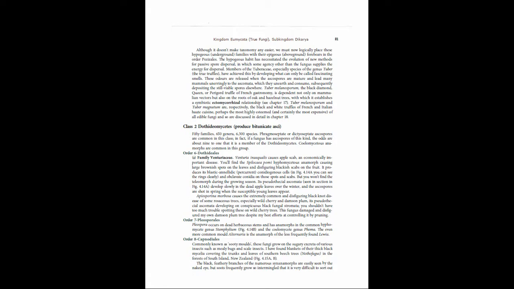Order 8 Capnodiales, commonly known as sooty molds. These fungi grow on the sugary excreta of various insects such as mealybugs and scale insects. I have found blankets of their thick black mycelia covering the trunks and leaves of southern beech trees, Nothofagus, in the forests of South Island, New Zealand. Fig 4.15a, b. The black, feathery branches of the numerous anamorphs are easily seen by the naked eye, but sooty molds frequently grow so intermingled that it is very difficult to sort them out.